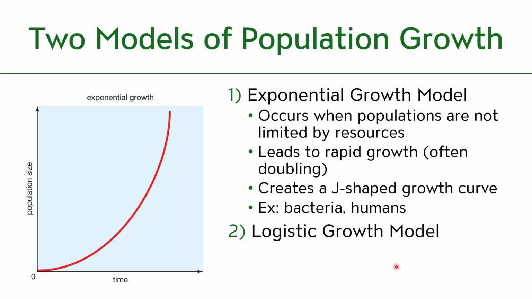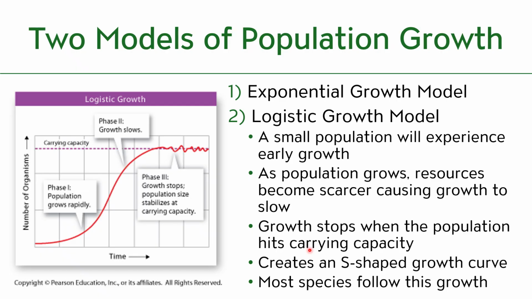And then the second model of growth is the logistic growth model. So with this one, you'll see a small population experience early growth, but then as the population grows, the resources are going to become scarce. You're going to start hitting that invisible ceiling that is the carrying capacity. So we're going to end up having slower growth because there's not as many resources. So the deaths are going to start increasing and catching up to the amount of births.